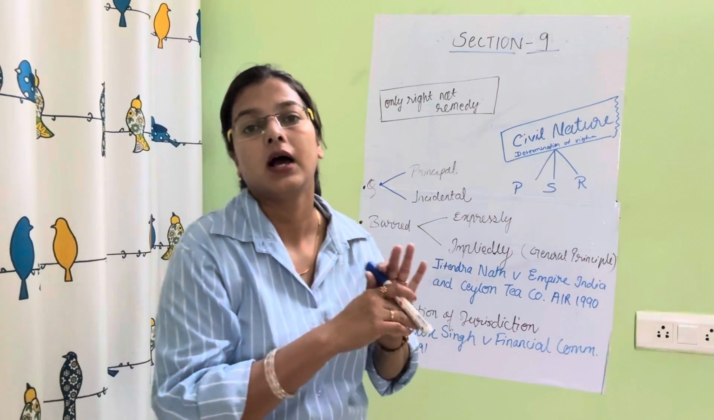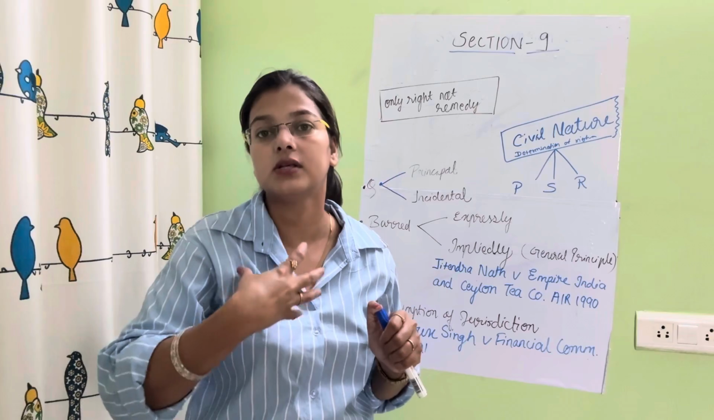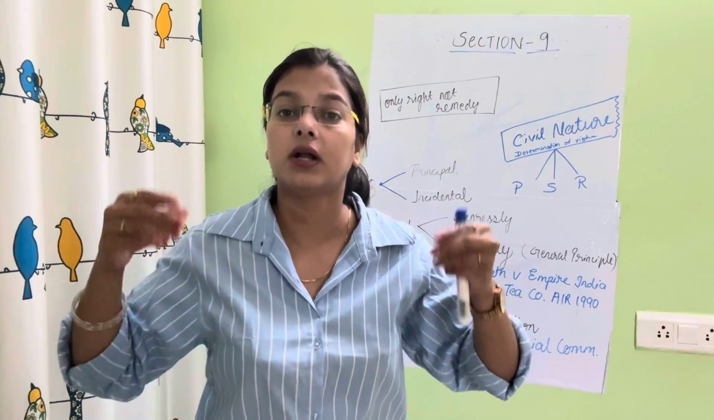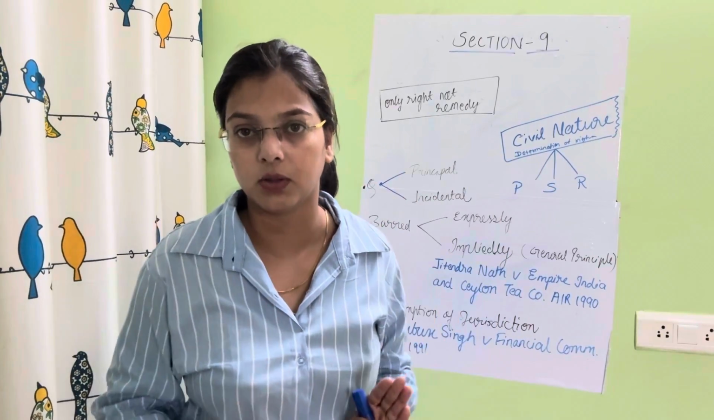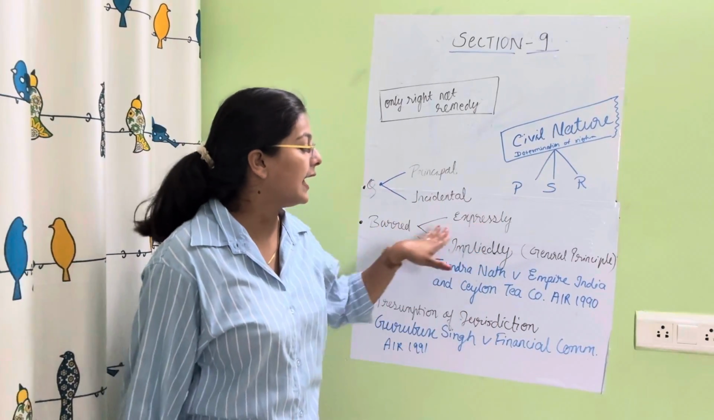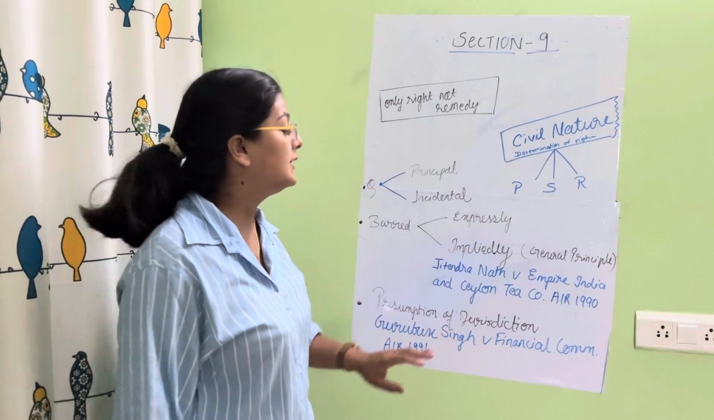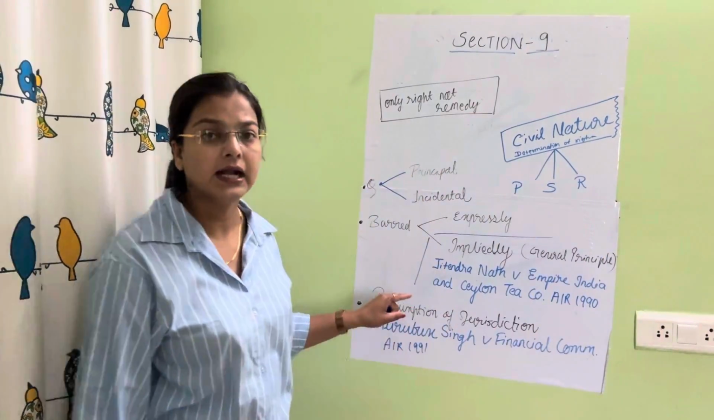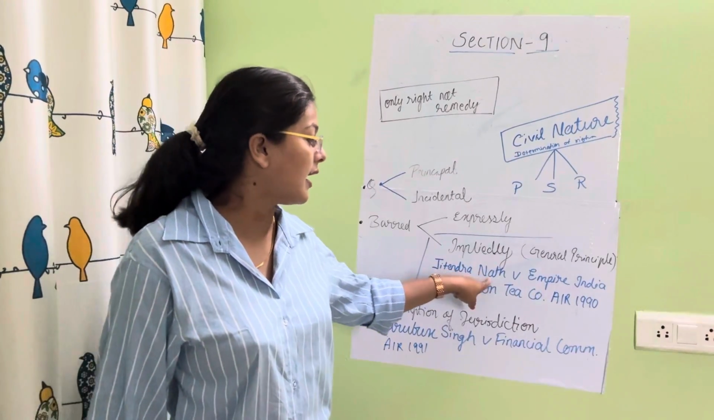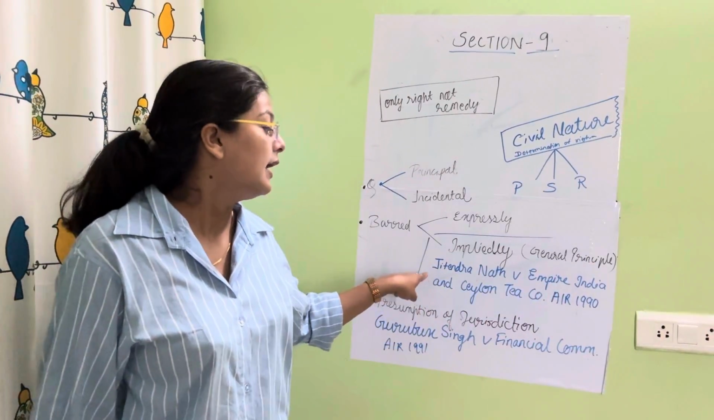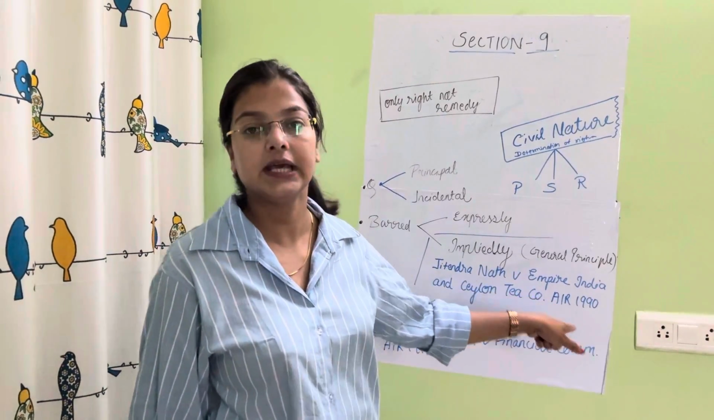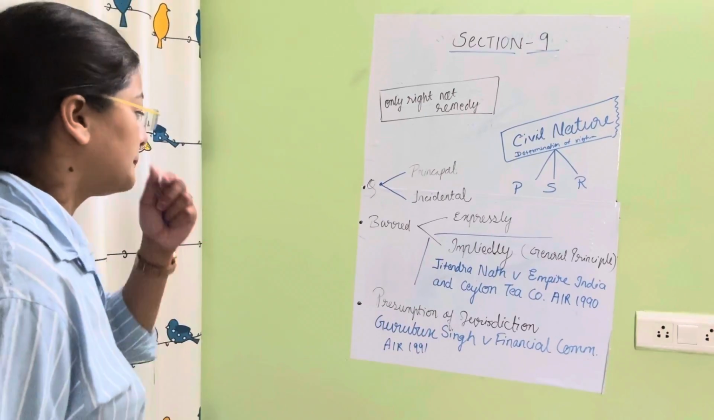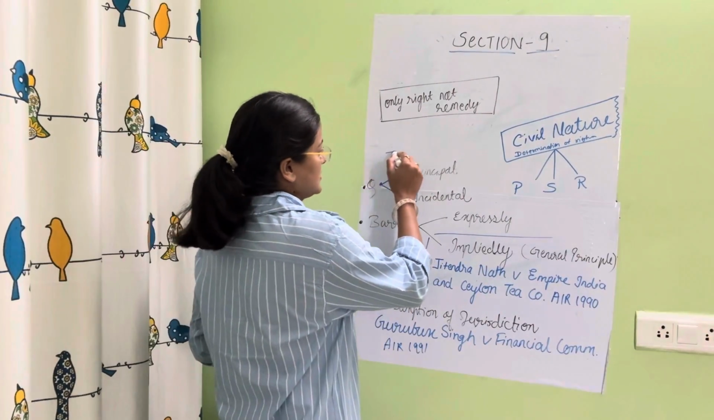That is, if this court is not able to give you a particular remedy because that is not in its power, then you go to the particular court. So this is expressly and impliedly barred. And what I just told you about impliedly barred has been held in the case of Jitendra Nath versus Empire India and Ceylon Tea Corporation, AIR 1990. Understood?